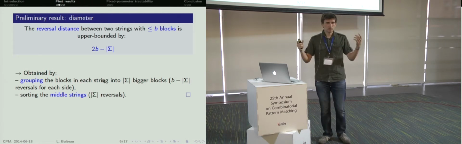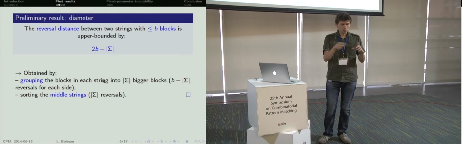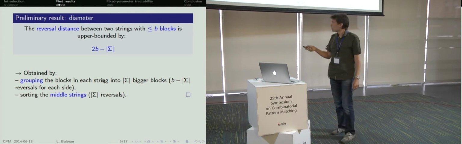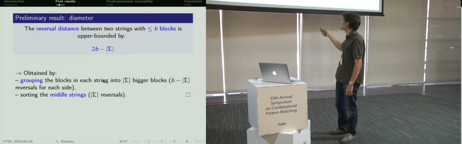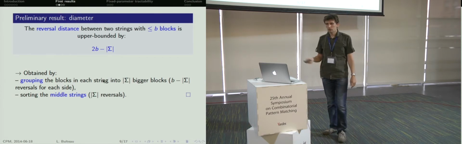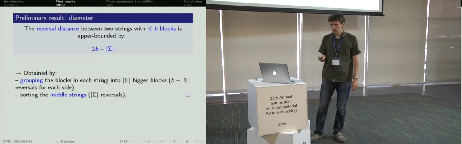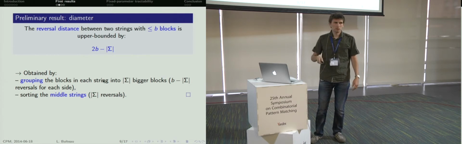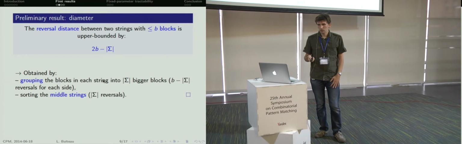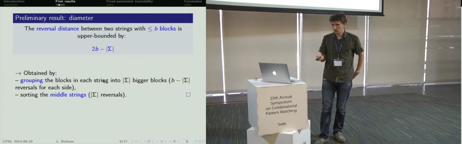And when we've got two strings with sigma blocks, we can do a regular sorting by reversal on permutation of these strings. And this takes at most sigma reversals. So b minus sigma times 2, because for each string, and plus sigma. That's our diameter. And we've got a similar diameter for other variants, like the sign of prefix.